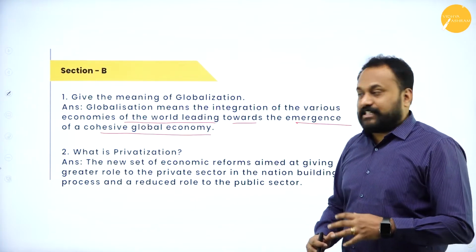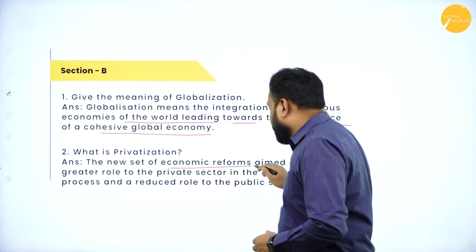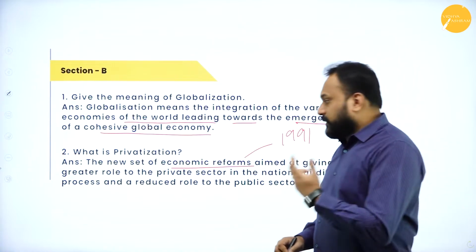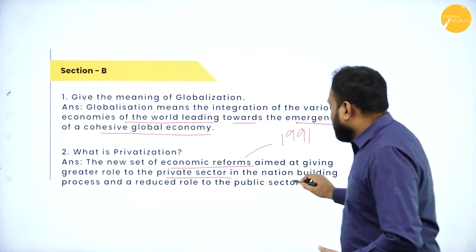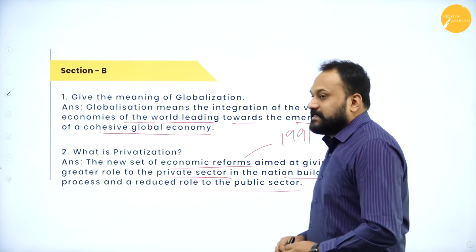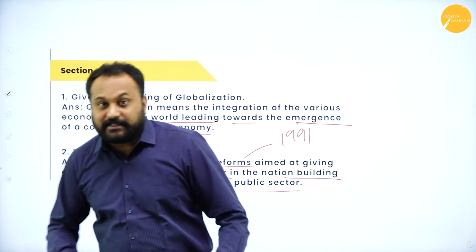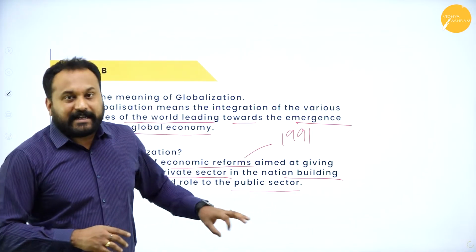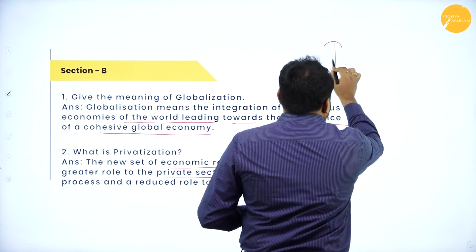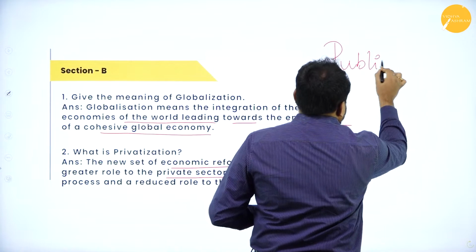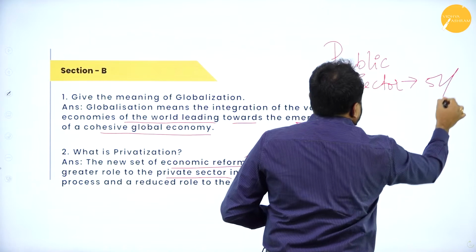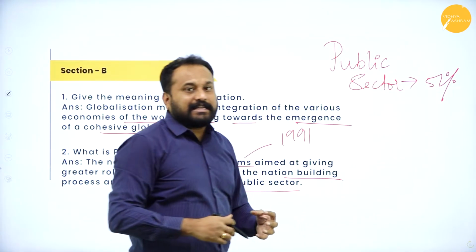What is privatization? Now, the new set of economic reform, the economic reform of 1991, aimed at giving a greater role to the private sector in the nation building process and a reduced role of the public sector. This is what I explained before, isn't it? So what happens in privatization? What exactly is a public sector? Let me just tell you here. Now, when we go with the word public sector, that means more than 51% of the powers lies in the government.